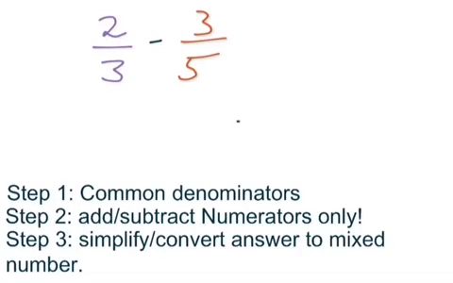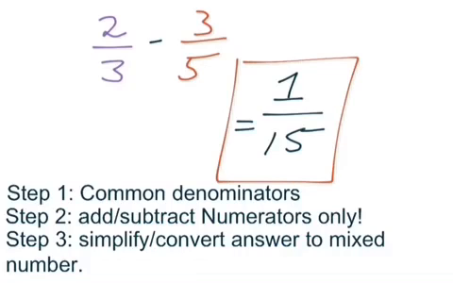Step 3, remember I had 1 over 15 when I subtracted, is to simplify or convert the answer to a mixed number. I don't have to do either one of those in this case, because if you have a 1 in the numerator, you are completely simplified. So my final answer would be 1/15 for 2/3 minus 3/5. Definitely double check and make sure that you can't simplify your answer, or if you get an improper fraction, you need to turn it into a mixed number.